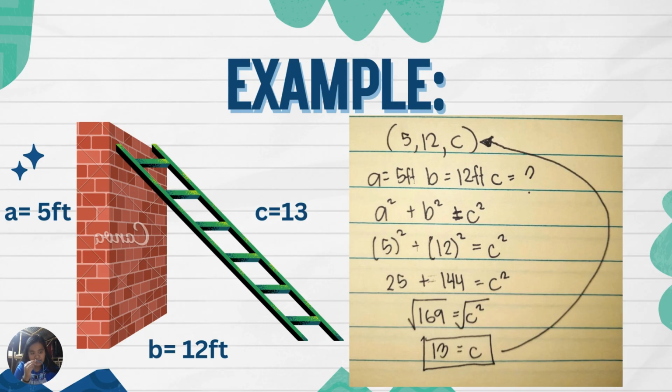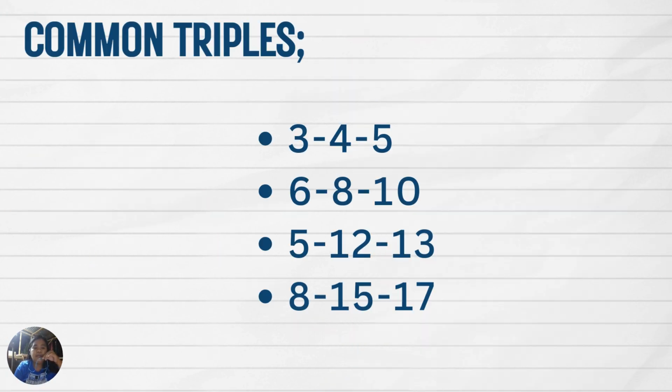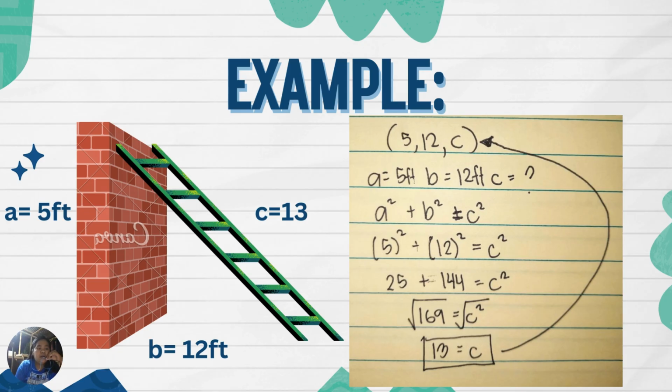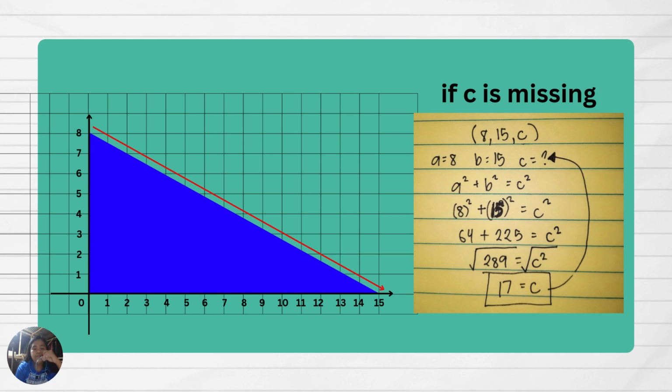Which triple is this? This triple is the 5, 12, 13 triple. These triples really help us recognize the measurement quickly without heavy calculations. So it is easily like this. So let's move on to the next example.